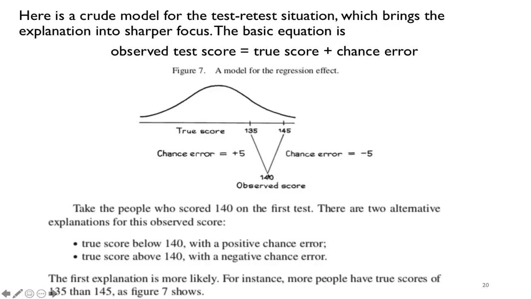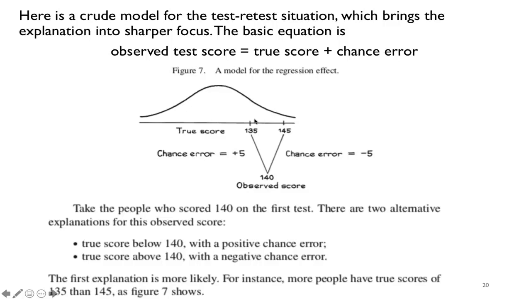And based on those two possibilities, the first explanation is actually more likely, and that's because if you look at this distribution, there are more people. If this student is above average, then it's more likely that his true score is to the left of it, because there are more people who have scores on this end of the spectrum rather than on the right side.